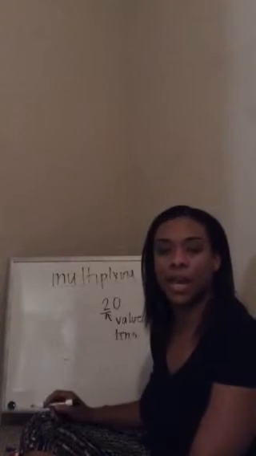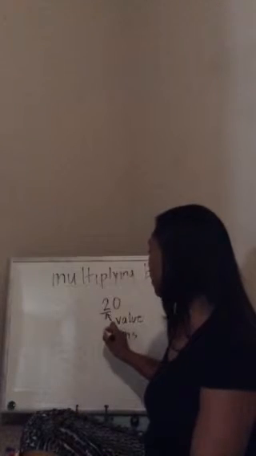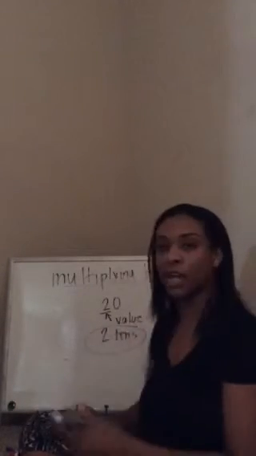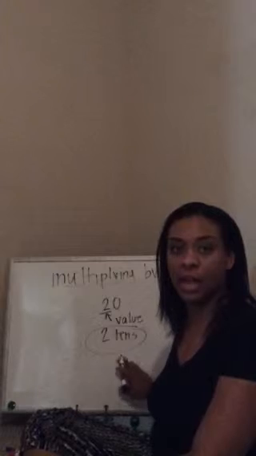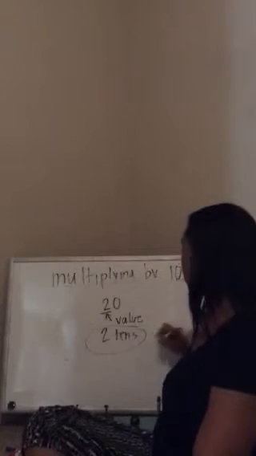How many tens do we have in the number 20? Think. Okay, if you said we have 2 tens, you are correct. Kiss your brain. Very good. So if I have 2 tens, I would say the value of 2 tens is 20.